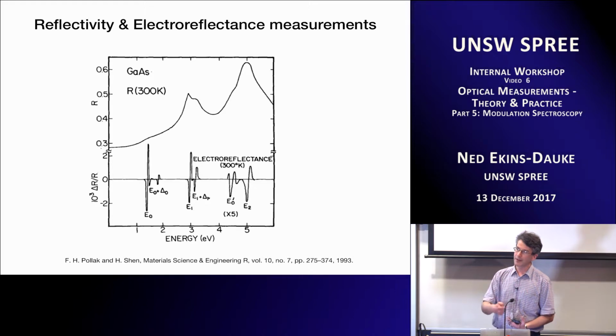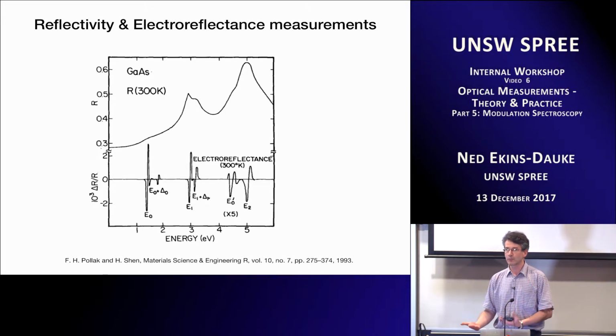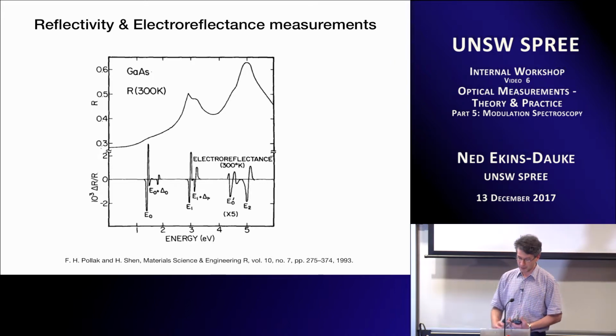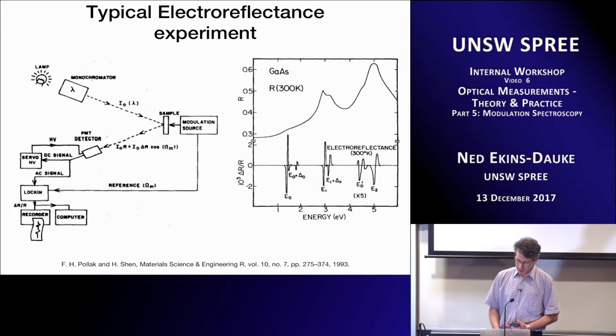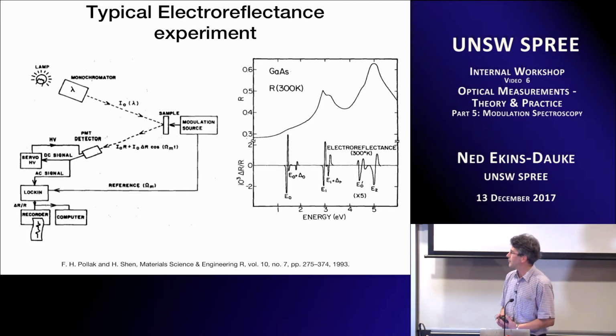You can do that by pumping electrons into the material optically. You can do it by changing the temperature. You can do it with vibrations, with a piezo vibrator. There are many, many different variants of modulation spectroscopy. But I'm going to show you electroreflectance, which is one of the most successful and widely used methods.